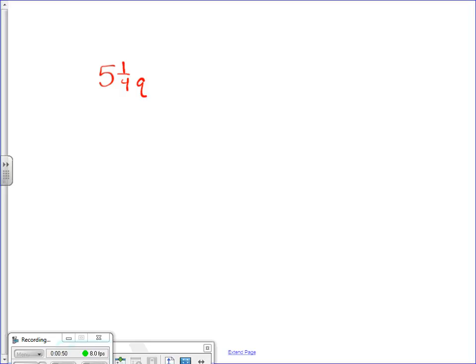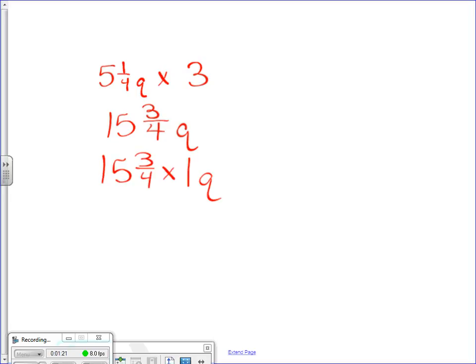Astasia, what did you do? I did 5 1/4 times 3 since there's 3 containers and got 15 3/4. And then since 1 quart equals 4 cups, I did 15 3/4 times 4. Okay. So, if 1 quart, so we have the quarts, and so you have 15 3/4 times 1 quart. So now we have 3 containers.